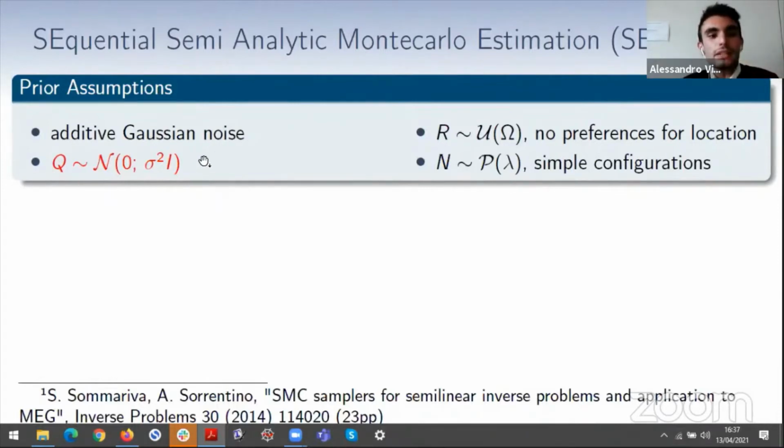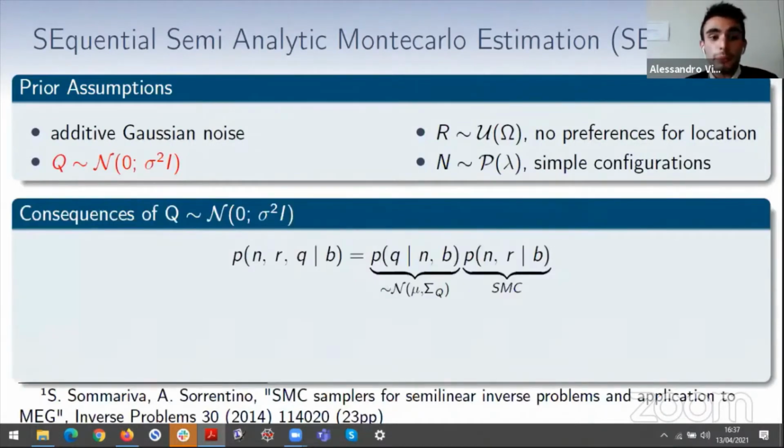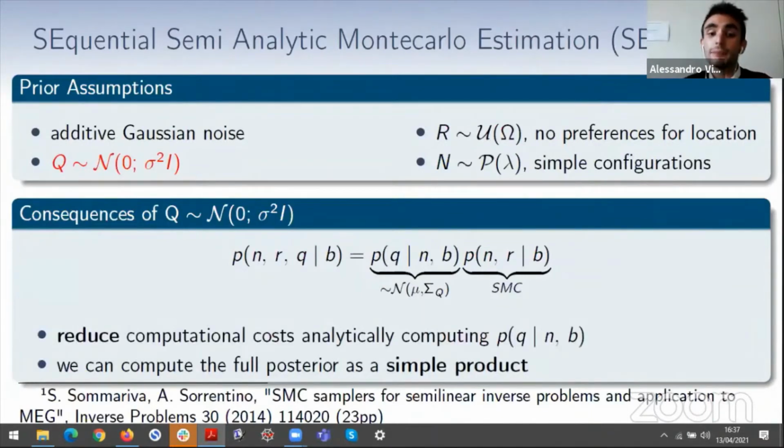The prior assumption that has been introduced is that the dipole moment has a normal, Gaussian distribution with zero mean and a diagonal covariance matrix proportional to the identity. With this assumption, we can simplify the problem, writing the posterior distribution as the product of two terms. The first term can be evaluated analytically, while the second one can be analyzed with sequential Monte Carlo. So we can reduce the computational cost of getting the solution using sequential Monte Carlo.